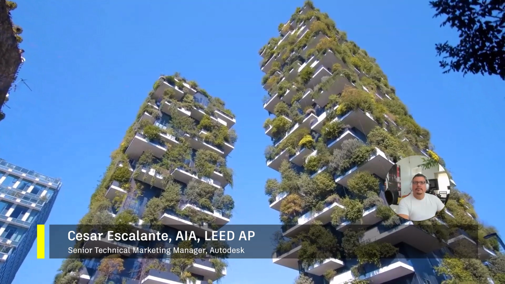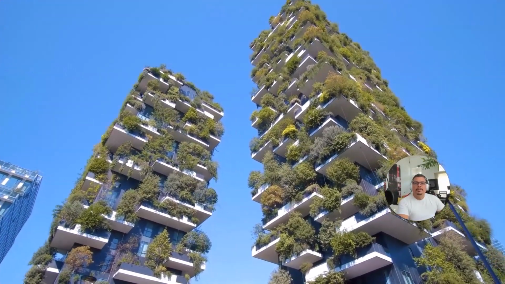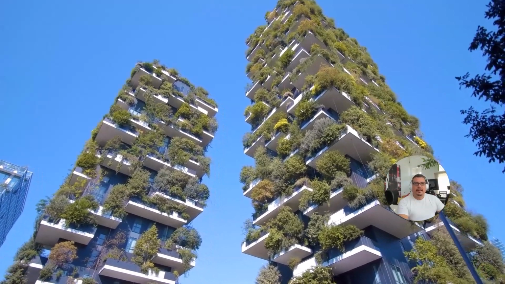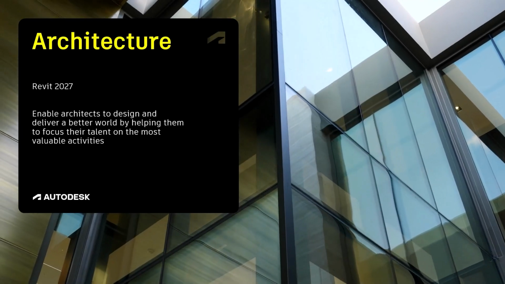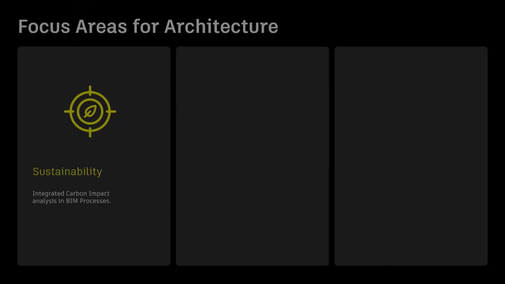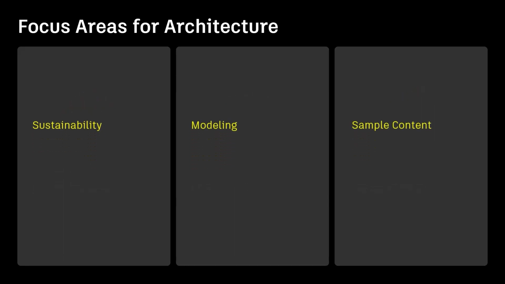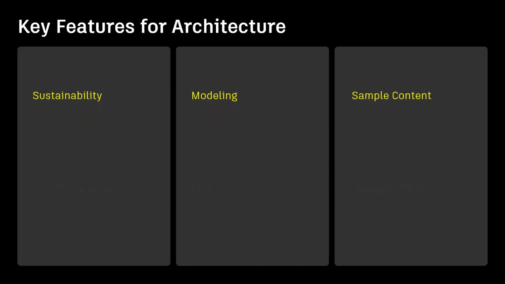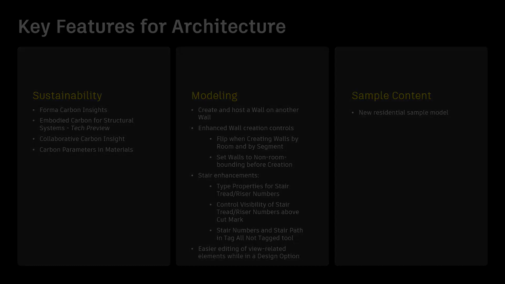Architecture today operates under tighter constraints. Carbon accountability, modeling precision, and documentation clarity now sit at the heart of daily production. Revit 2027 for architecture focuses on connected carbon intelligence, higher modeling control, and practical sample content that speeds onboarding. Let's start with the features supporting your sustainability goals.